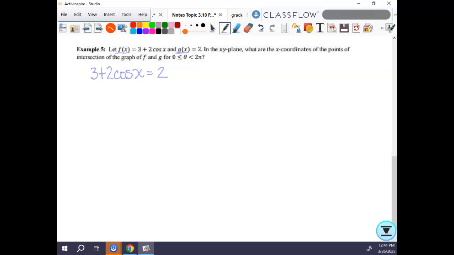So what would be the first thing I do? Subtract 3. So 2 times the cosine of x equals negative 1. Then what would I do? Divide by 2. Cosine of x is equal to negative 1/2. All right. Cosine is negative in which quadrants? Second and third. And this does not say all values. It says from 0 to 2 pi.